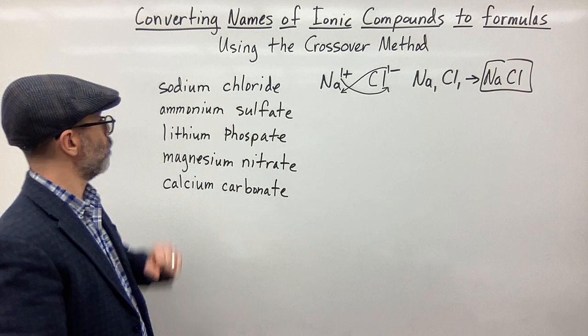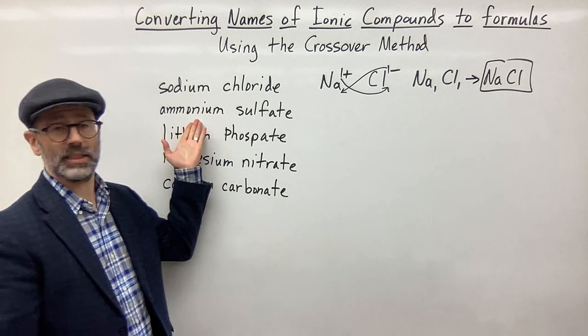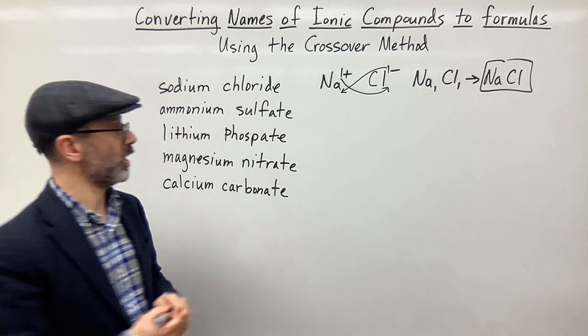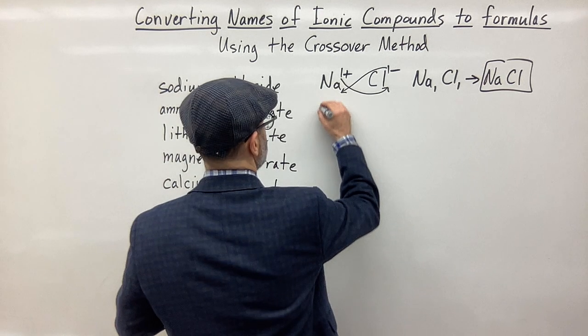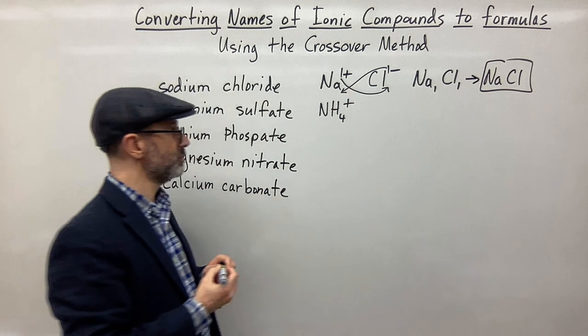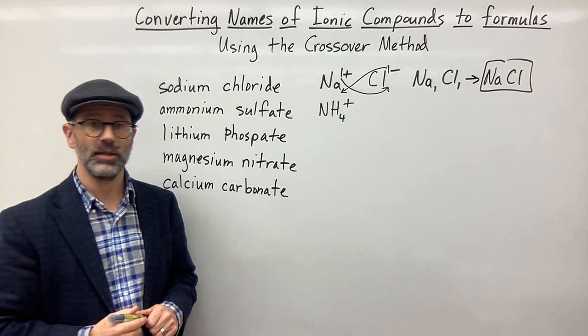Okay, let's try ammonium sulfate this time. So ammonium, that's our positive ion. That's going to be a cation. So you've got to know the formula for ammonium. And that's NH4+. So again, it has a +1 charge. So we're going to just write plus there.